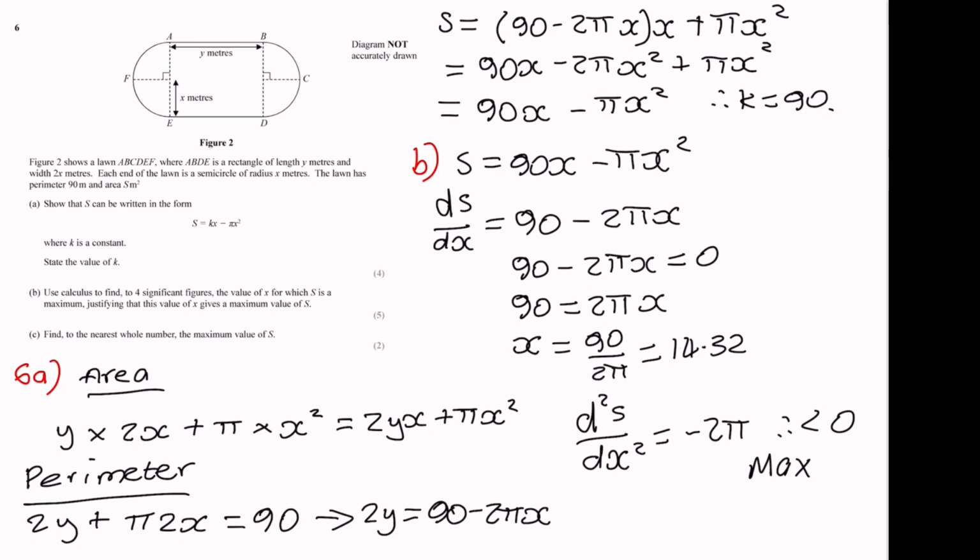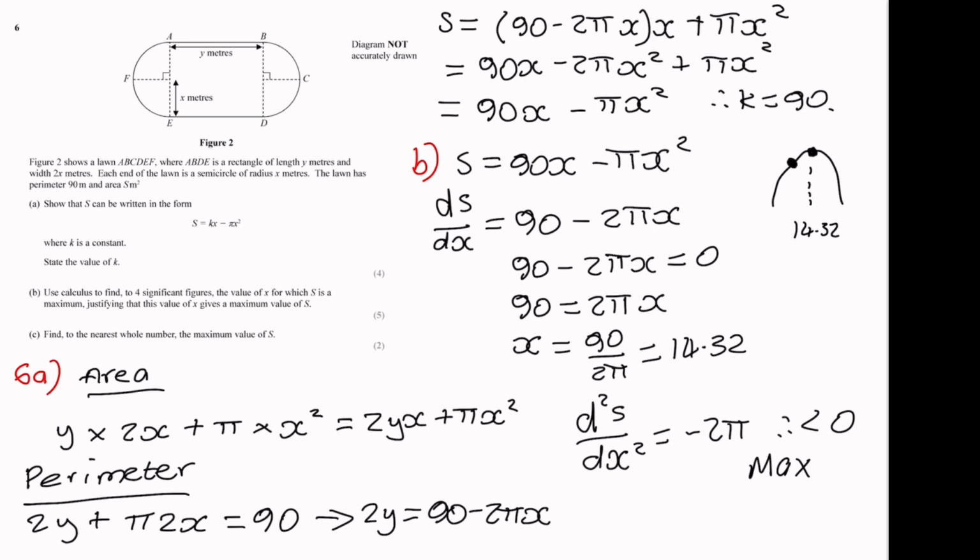The other method you could have used to justify whether it was a maximum or minimum would have been to find the gradient at either side of this value of x. So we know, if you imagine the curve looks like this, and we found the value of x, 14.32, of this point here. Okay, so this is 14.32. So the other way you could do it, if you didn't find d2s by dx squared, would be to find the gradient at this point.